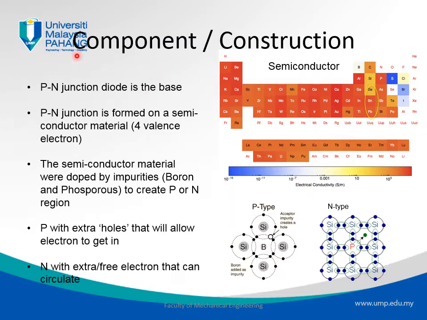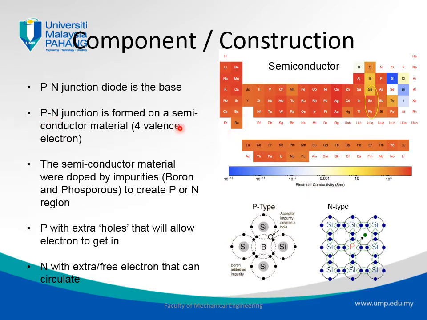So what is the basic component behind diodes? How do we construct a diode? A diode is basically a PN junction. A PN junction is formed using a semiconductor material. So what is a semiconductor material? A semiconductor material is basically a material that has 4 valence electrons. If you remember, 4 valence electrons means it has 4 electrons at the highest energy level, in the outermost shell of its electrons. P and N are different materials. One is P, one is N.